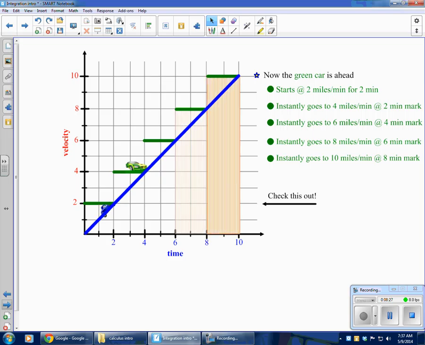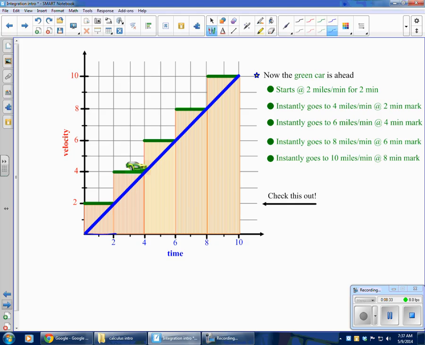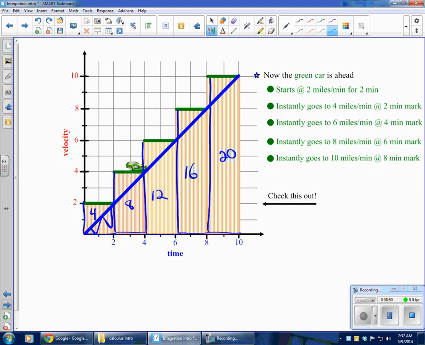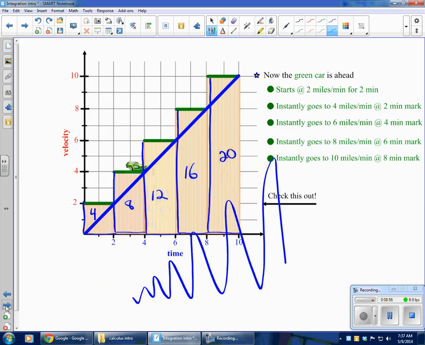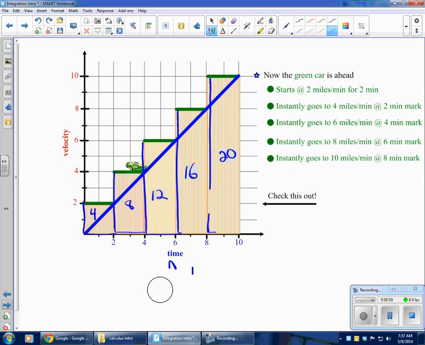Now, if I find the area of all these rectangles, 2 times 2, 2 times 4, 2 times 6, 2 times 8, and 2 times 10. Now I have another estimation of the area underneath the blue. And so if I add up all of those, I get an area of 60, which means that the green car went a total of 60 miles.